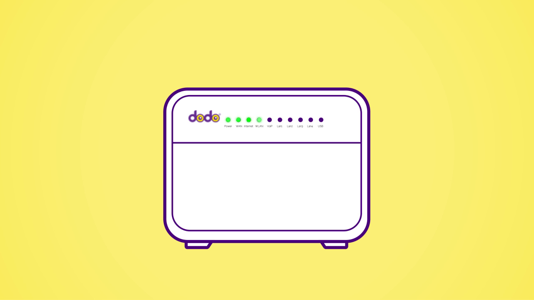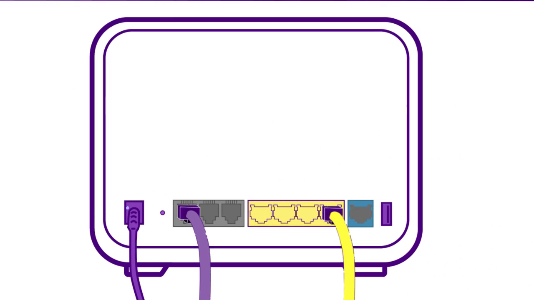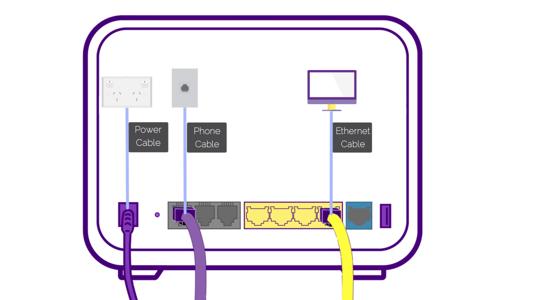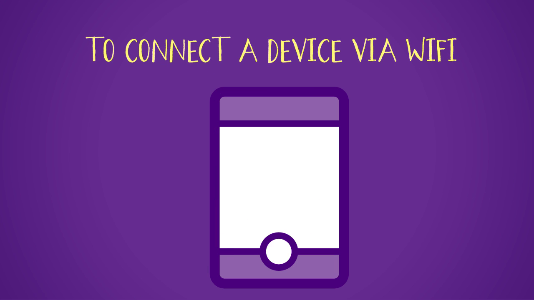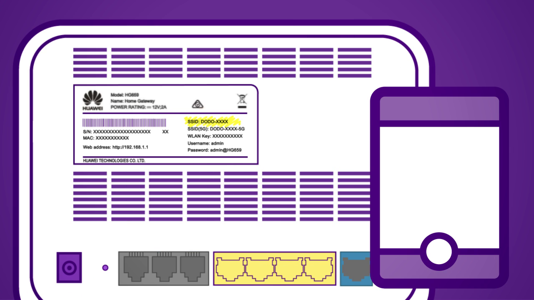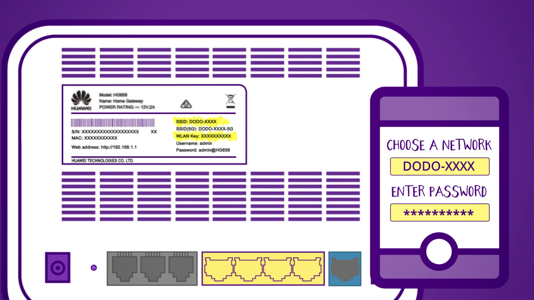If you'd like to connect a device via a cable, connect the Ethernet cable that came in the box into one of the yellow LAN ports in the back of the modem and the other end to your device. The LAN 1 light should now be on. If you'd like to connect a device via Wi-Fi, use the SSID and WLAN key on the back of the modem. Simply select the SSID, which is the network name, on the list of Wi-Fi sources on your device, and type in the password, which is the WLAN key.